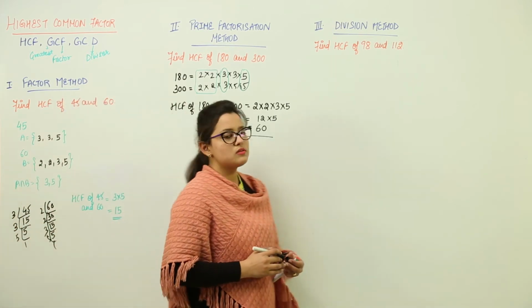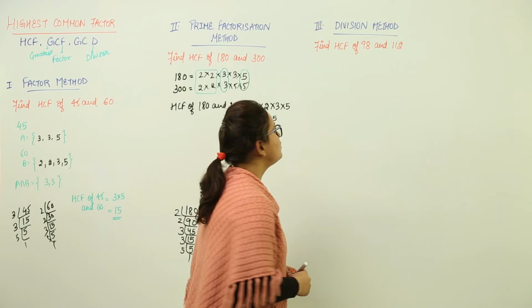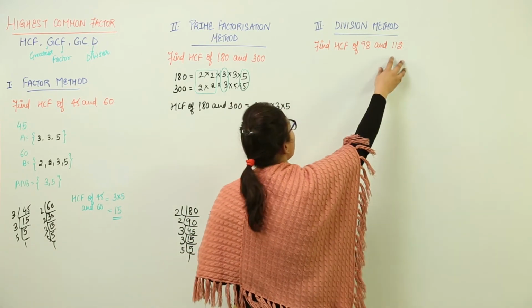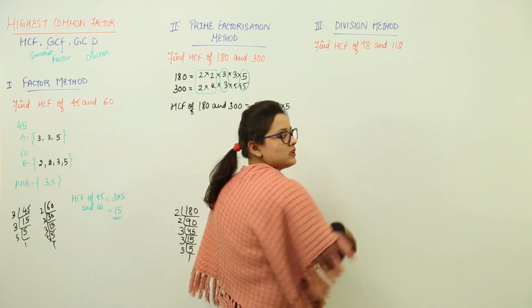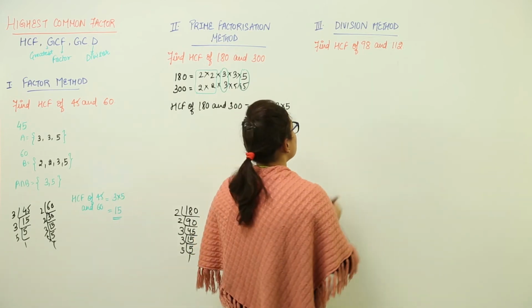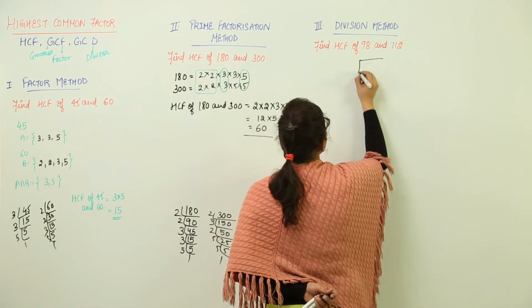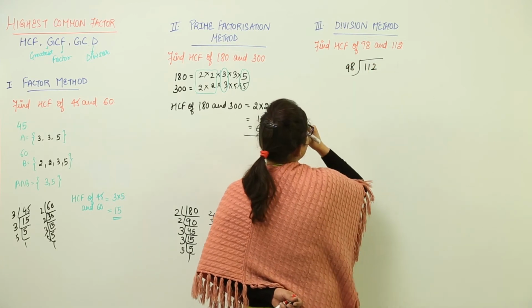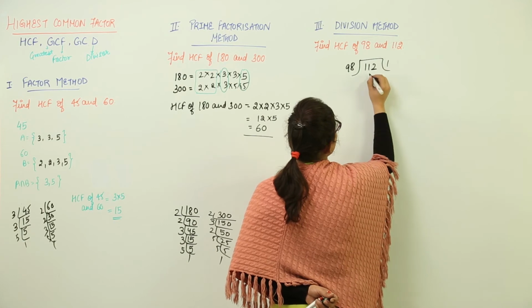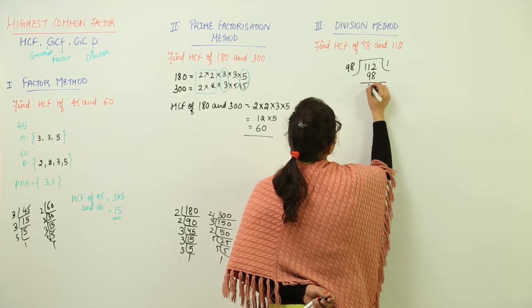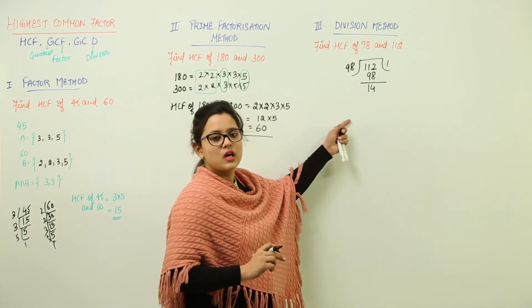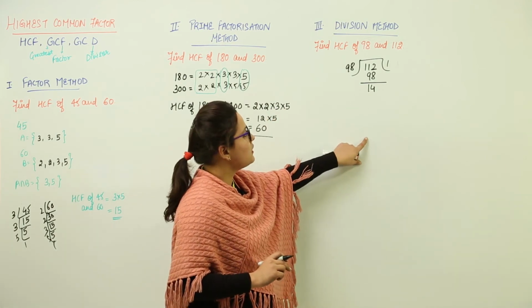Next we have the division method. In the division method we are going to divide one number with the other number first. Here I am going to divide the bigger number with the smaller number, 112 by 98, and it goes 1 time. So here we get 14 as the remainder. We don't have to stop here until and unless we get the remainder 0.